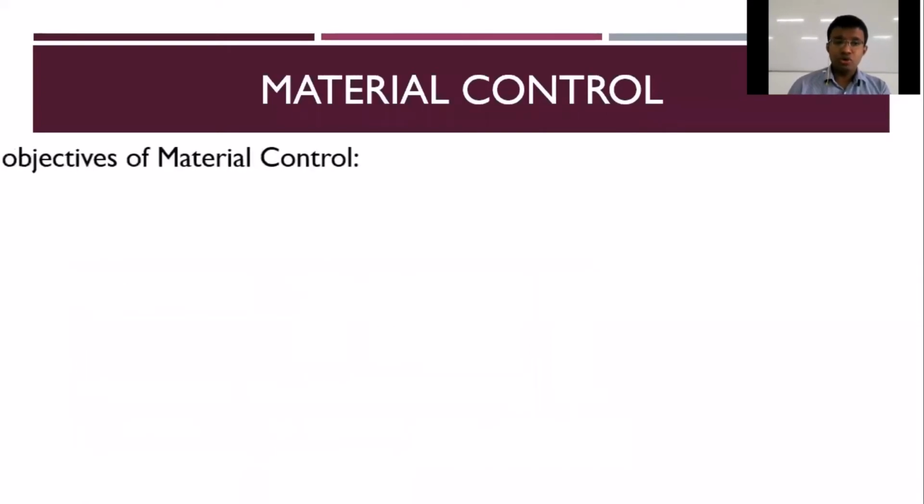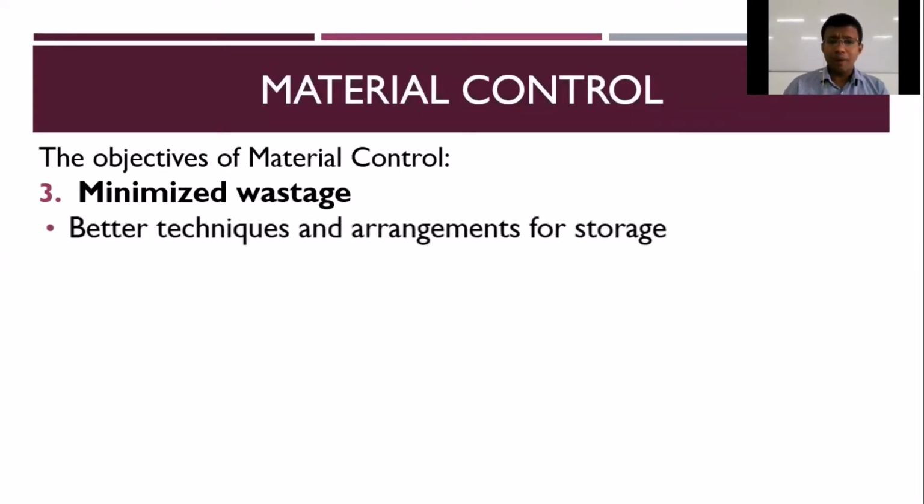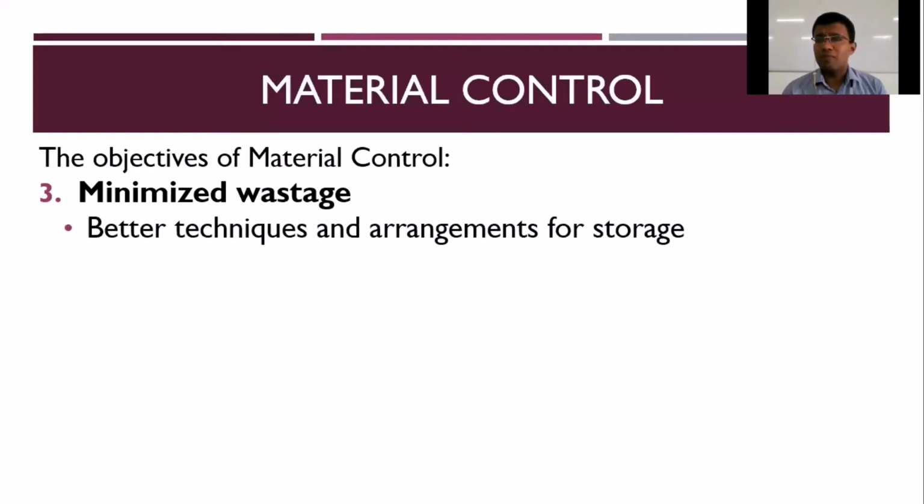Now, we will discuss some more objectives. The next objective as to why you would need material control is to minimize wastage. Now, what is meant by wastage? Wastage is, you buy and then you may not be able to effectively utilize it all, and the rest goes as waste. So when you have material cost control in place, you're able to arrange better techniques. You're able to bring about better storage facilities.